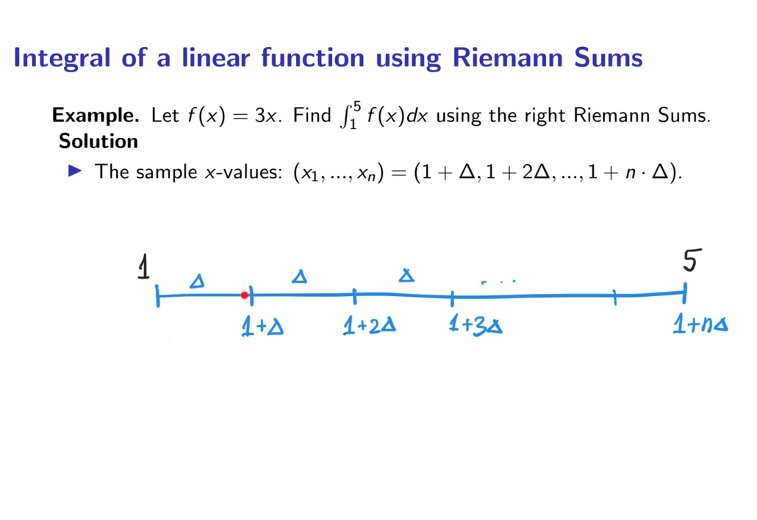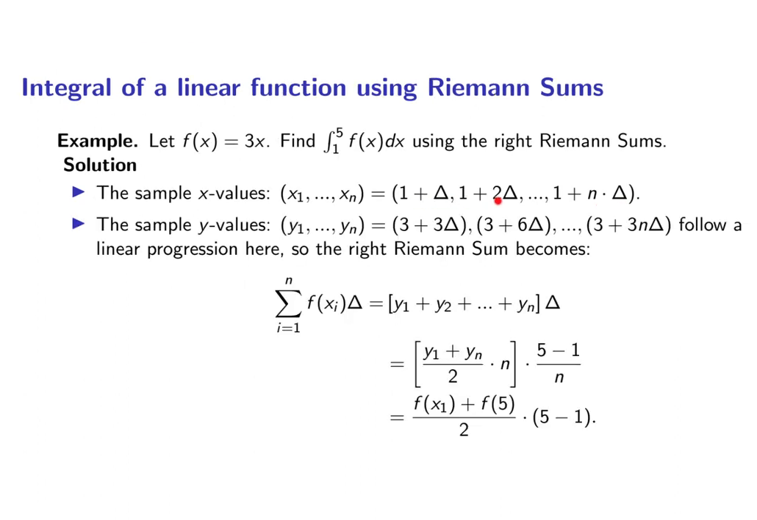So on the first interval, we are choosing the point 1 plus delta. On the second interval, we are choosing the point 1 plus 2 delta, etc. On the last interval, we are choosing the point 1 plus n delta, which is the same as 5. So these are our sample x values. Okay, so we got the sample x values.